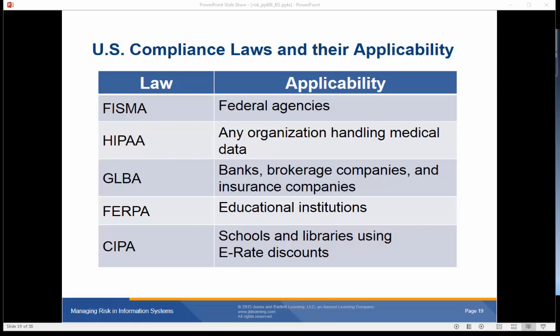So the U.S. compliance laws and their applicability. FISMA obviously applies to federal agencies. HIPAA, any organization handling medical data. The GLBA, the Gramm-Leach-Bliley Act, pertains to banks, brokerage companies, and insurance companies. FERPA, we mentioned earlier, educational institutions. The CIPA, which is the Children's Internet Protection Act, schools and libraries using E-rate discounts.